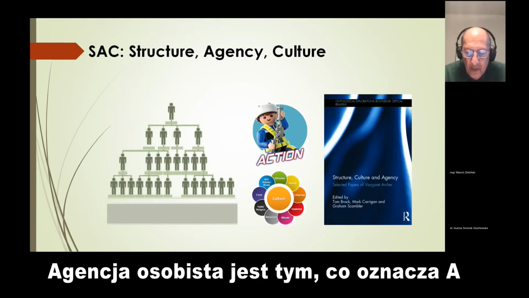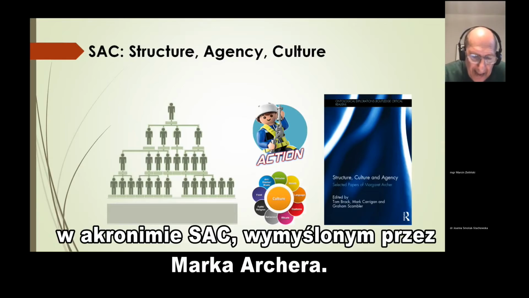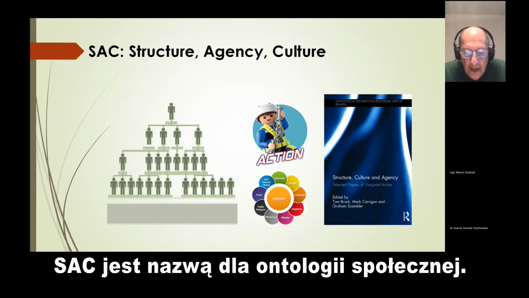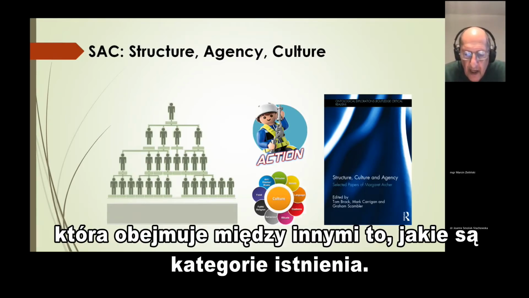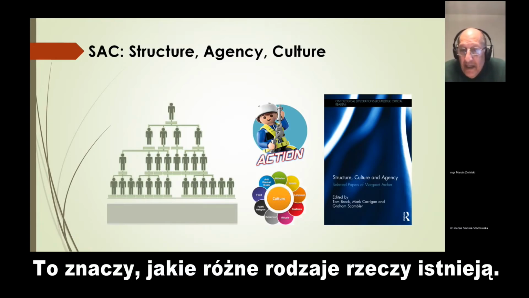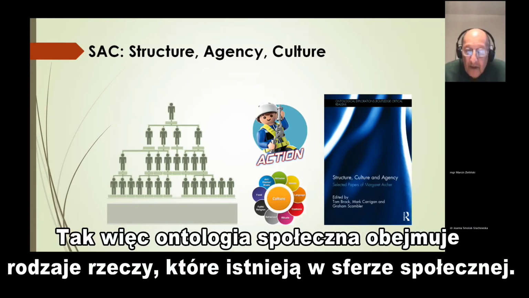Personal agency is what the A stands for in the acronym SAC, coined by Margaret Archer. SAC is the name for the social ontology critical realism endorses. When we talk about ontology, ontology involves, among other things, what the categories are of existence. That is, what different kinds of things exist. So social ontology involves the kinds of things that exist in the social sphere.